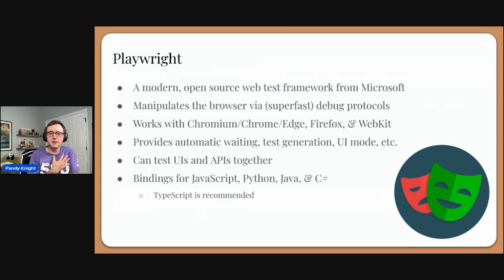I personally like Playwright because it is a modern, feature-rich framework. It's not just a browser automation engine. It is a full-fledged testing framework. So it provides things like automatic waiting. There's a UI mode. You can generate tests, look up locators, full trace. Everything is baked in. It also can test APIs as well as web UIs.